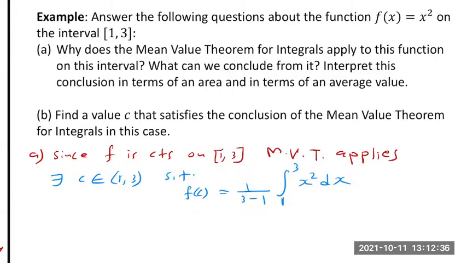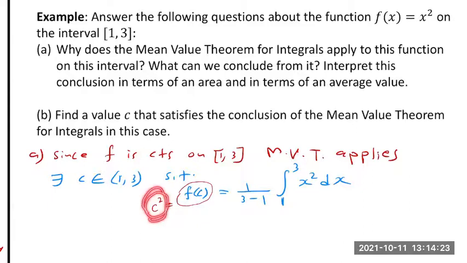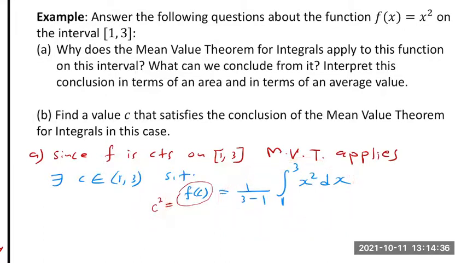And then you are asked to interpret this conclusion in terms of an area and in terms of an average value. First of all, notice that this is nothing but c squared, because I know that my function is f of x equal to x squared. So f of c is c squared. Notice that this is the average value. What does this equation tell you? This equation tells you that the average value of your function should be equal to the function height at a point x equal to c. C squared is the function value at x equal to c. So that means the average value of your function should be equal to the function height at some point x equal to c. That's what it tells you in terms of the average value.